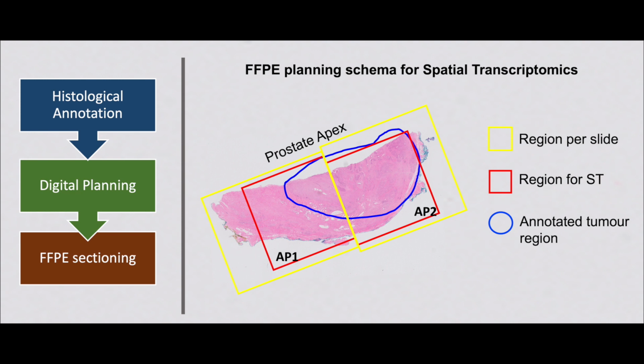Next is stage 2, which is digital planning. Here, a schema as shown on the right is overlaid digitally to plan sectioning of the tissue. In this example of a prostatic apex specimen, to achieve maximum sequencing coverage of region of interest, we have planned two regions for spatial transcriptomic sequencing outlined in the red square, which will be on separate slides.